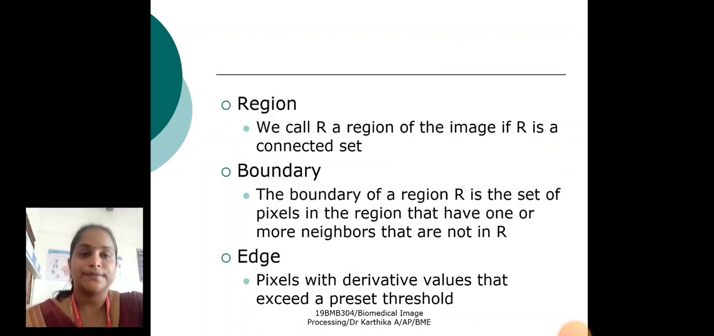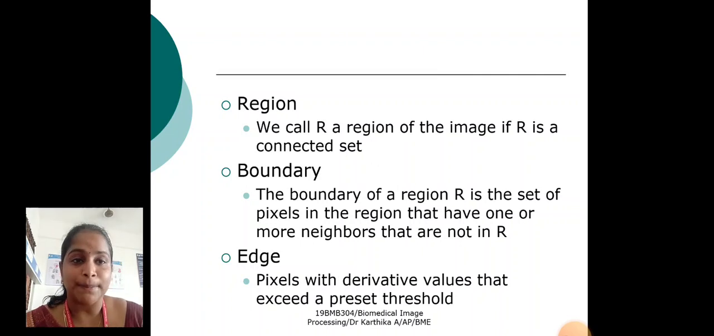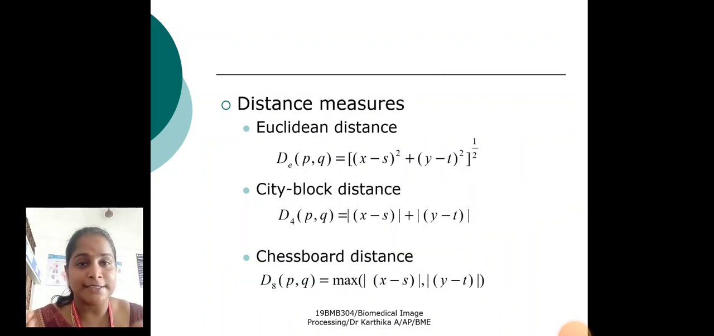And also we have region, boundary and edge. We call R a region of an image if R is a connected set. The boundary of a region R is the set of pixels in the region that have 1 or more neighbors that are not in R. And we have an edge, which is made of pixels with derivative values that exceed a preset threshold. And we have distance measures: Euclidean distance, city block distance and chessboard distance. The formulas for Euclidean, city block and chessboard distance are shown here.